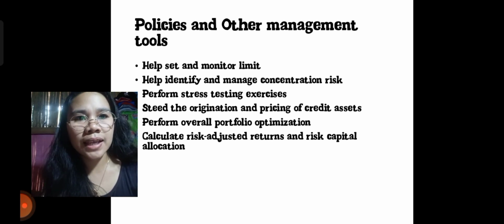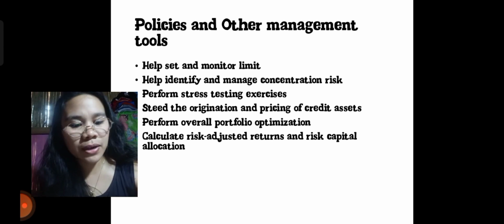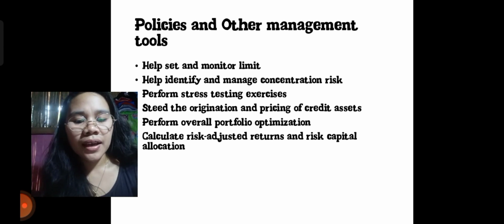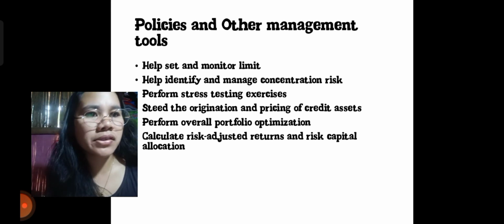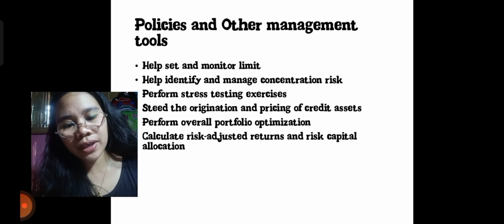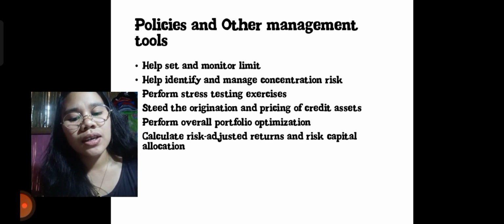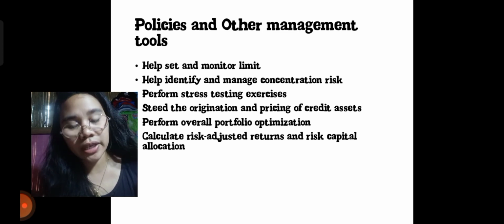Number one, help set and monitor limits. It is also a limit framework. It is a set of policies used by financial institutions. Help design, identify, and manage concentration risk. Concentration risk is a banking term describing the level of risk in a bank's portfolio arising from concentration to a single counterparty, sector, or country.